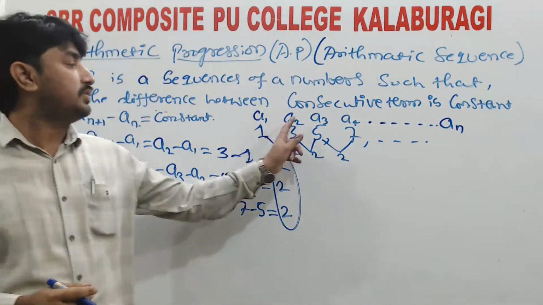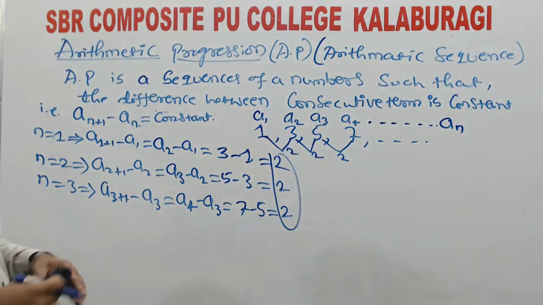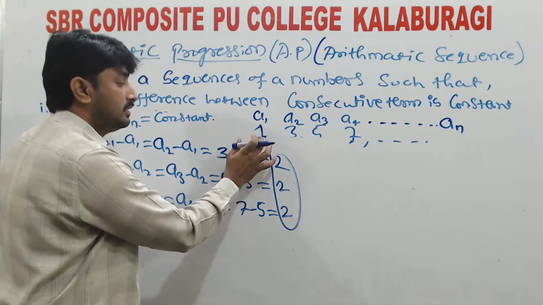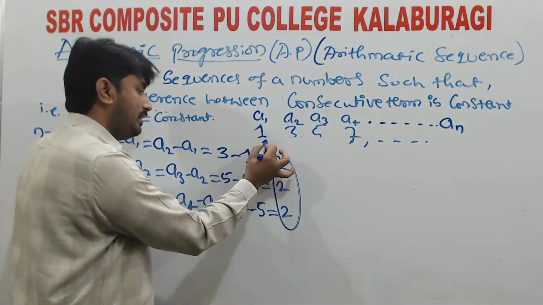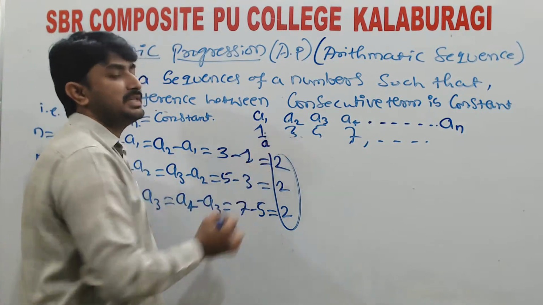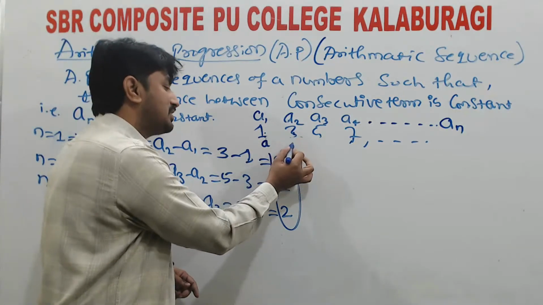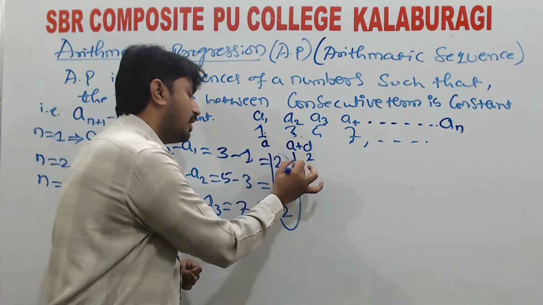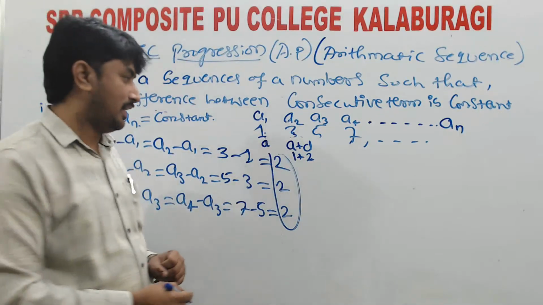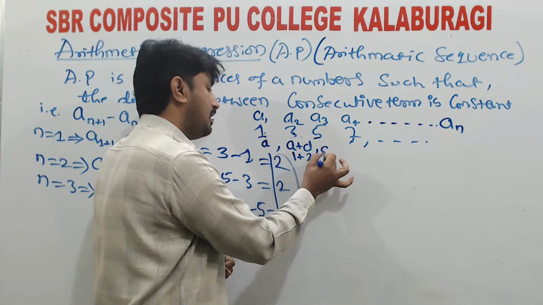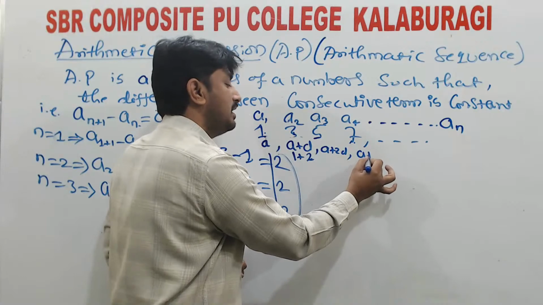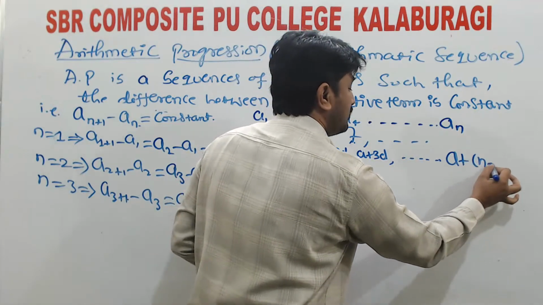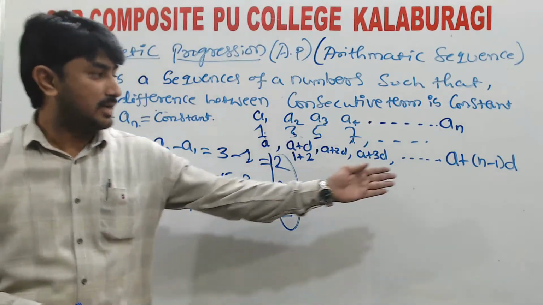the terms A1, A2, A3, A4 and so on up to An. Here the first term is called a, and the difference between these two is 2, therefore the second term is a plus d. You can take the difference between two consecutive numbers as 2 and the first term as 1; the sum of 1 plus 2 is 3. The next value is a plus 2d, and the next is a plus 3d, and so on. The last term we don't know, that is a plus n minus 1 into d. It is the last term value.